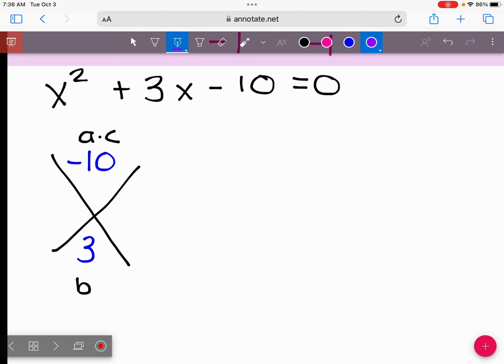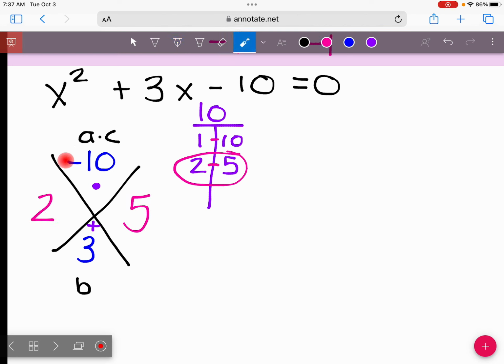So I'm looking for a pair of numbers that multiplies to make negative 10 and adds to make 3. So when in doubt, if you ever get stuck, make a list of factors of this top number. Things that multiply and make 10 are 1 and 10, 2 and 5. And since we're looking for negative 10, I want to know which pair of these have a difference of 3. Which pair have a difference of 3? 2 and 5.